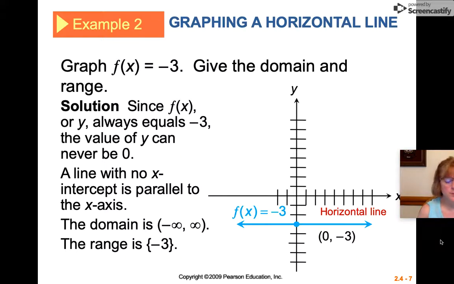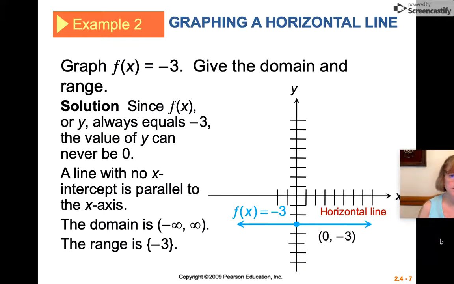Here is an example where we're going to graph a horizontal line. So we have the line f of x equals negative 3. Remember, that's the same as y equals negative 3. And then we're going to give the domain and the range. So think of this as the equation saying that y always equals negative 3. X can be any number you want, but the y coordinate is always negative 3.